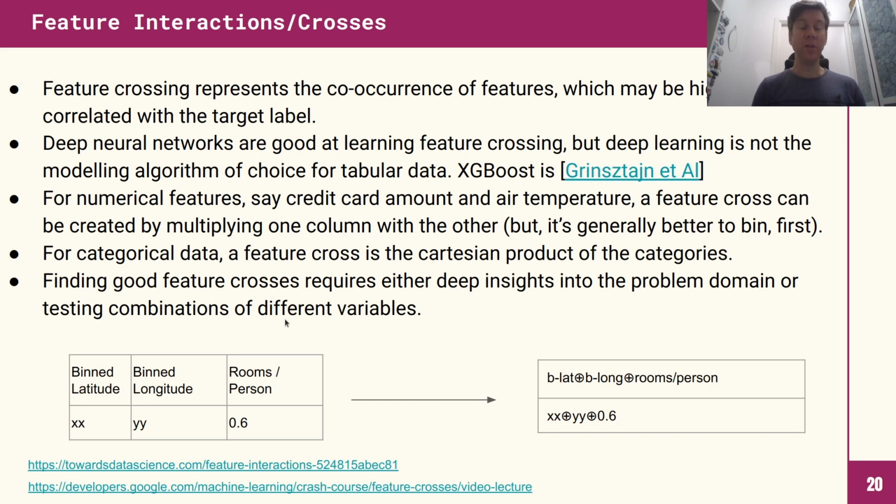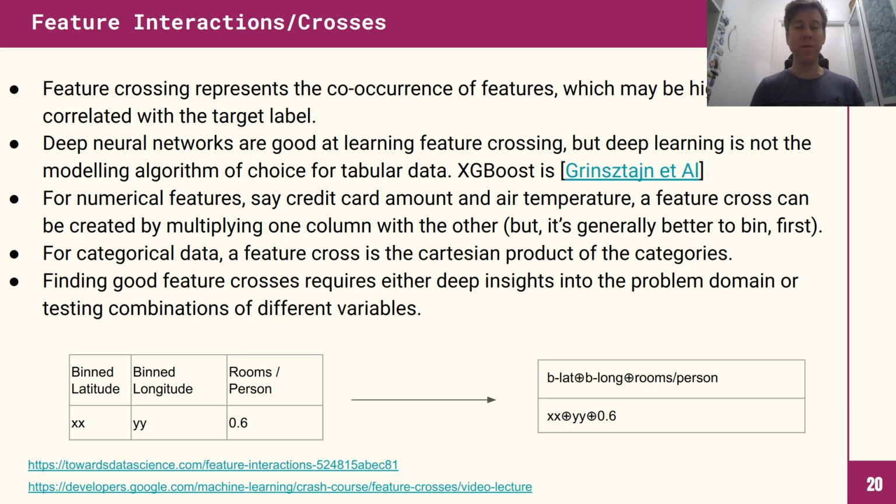Another technique that's been used quite extensively in the past is what we call feature crossing or feature interaction. So feature crossing is when we have the co-occurrence, 2 features happen at the same time, and they're highly correlated with the label or the target we're trying to learn.